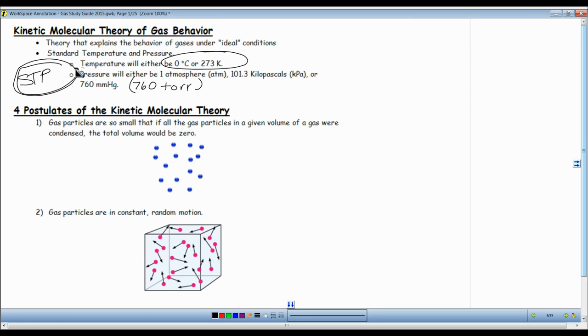All right, so here are the 4 postulates or statements of the kinetic molecular theory on gas behavior. Statement 1: gas particles are so small that if all the gas particles in a given volume of a gas were condensed, the total volume would be 0. Now, to clarify, they're saying the total volume of the particles themselves would be 0.